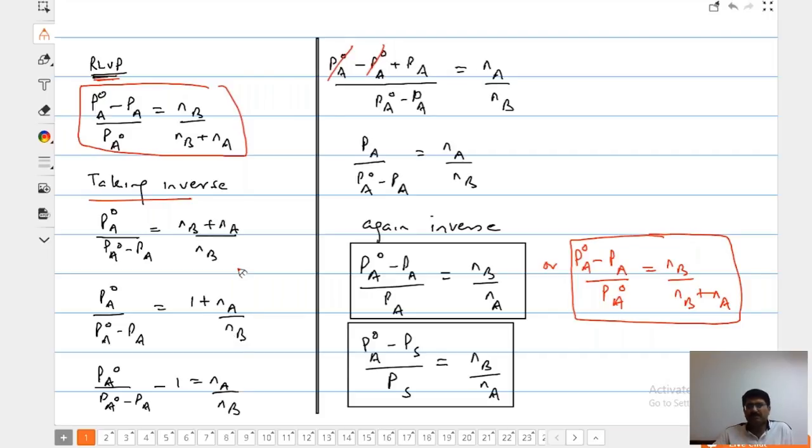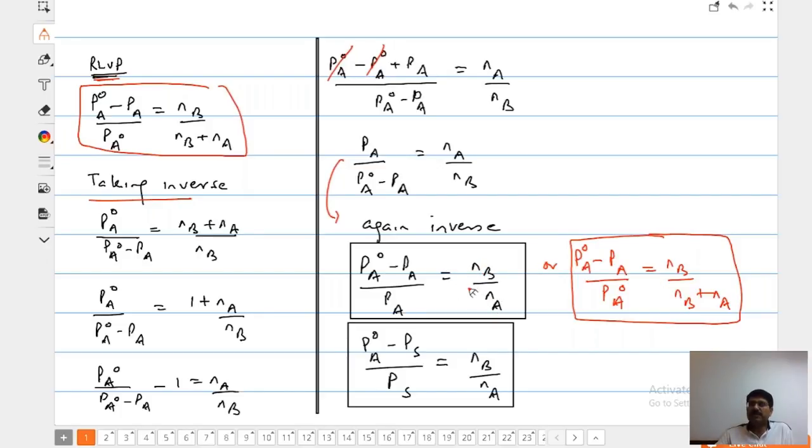No need of derivation, although if you do it with your own hand, then it becomes easy to keep in mind. Take 1 to this side. This is PA naught minus PA minus 1. This gets cancelled out, and we are left with PA naught minus PA, NA by NB. Take inverse again. PA naught, the same thing, minus PA, the same thing. But we are left with PA, the pressure of the solution now, and it is equal to NB by NA.